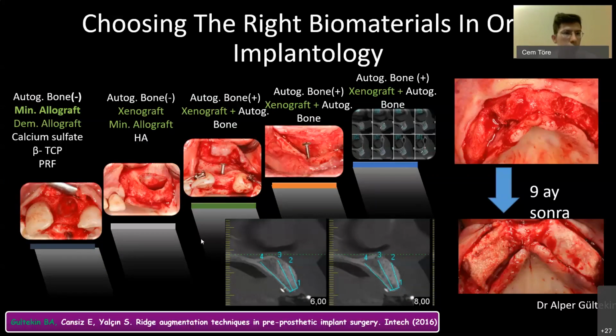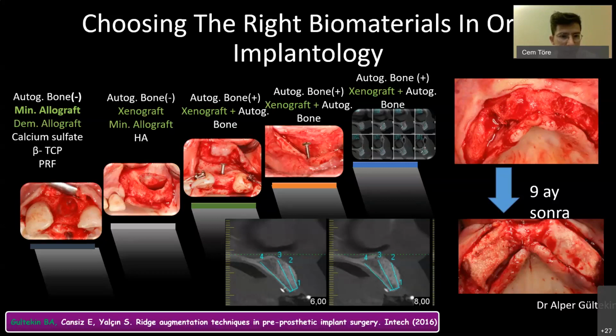In the beginning, on the left, we have our socket preservation technique. For this, we can use a xenograft, mineralized allograft, demineralized allograft, calcium sulfates, beta TCP, PRF, and we don't need autogenous bone, that's why there's a minus here, for a socket preservation. Well, one thing we can also do as socket preservation is, as we all know, nothing. If you don't put any graft material after extracting it, bone will heal, and then we can probably place an implant if not too much time has gone by. But if we do this socket preservation technique, the socket will be, let's say, as you left it. The buccal bone will be more intact, bone height, bone width will be more ideal for an implant placement.